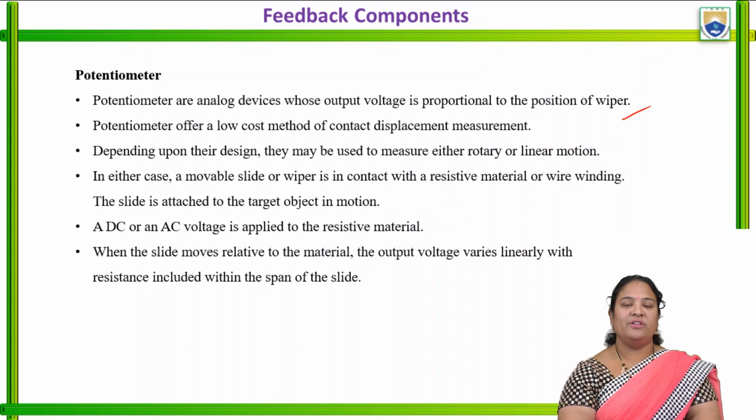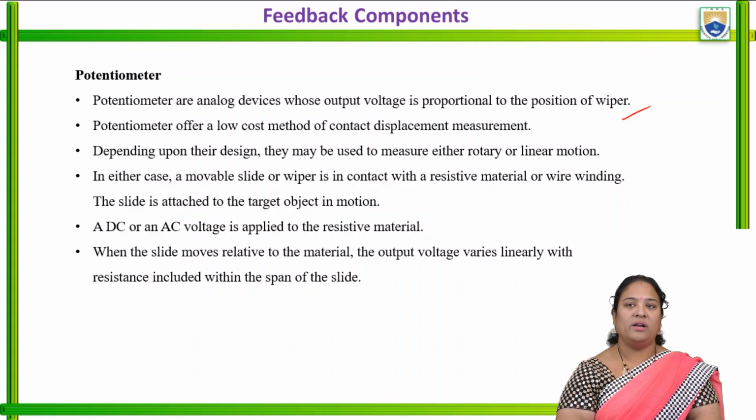Right. That is the output voltage. With the help of the output voltage only, we get the position of the wiper, with the help of which we calculate the linear displacement and the angular displacement. And this potentiometer offers a low cost method, that is, it is one of the low cost methods which can be used in robotics. Depending upon the design, there may be variation, that is, either rotary type or linear type of motion. Depending upon the design of the robot, we can take this potentiometer in either rotary type or linear type of motion.